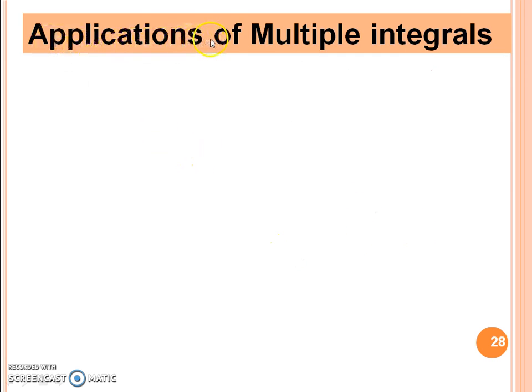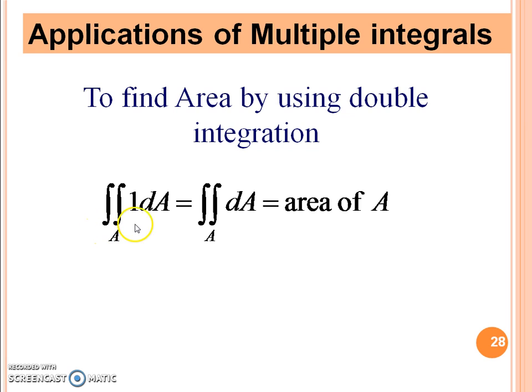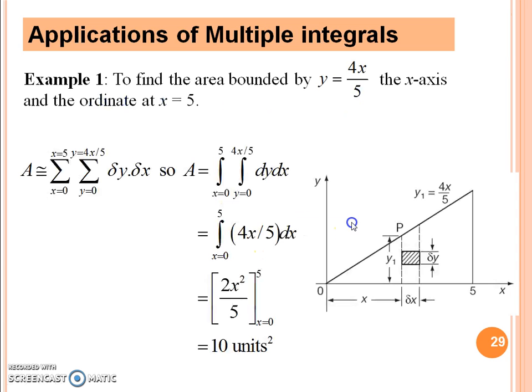We now discuss the applications of multiple integrals. The area can be obtained by using double integration. For that, we use the formula: the double integral over the region of dA will give us the area of A. Here the function f(x,y) is considered as 1.